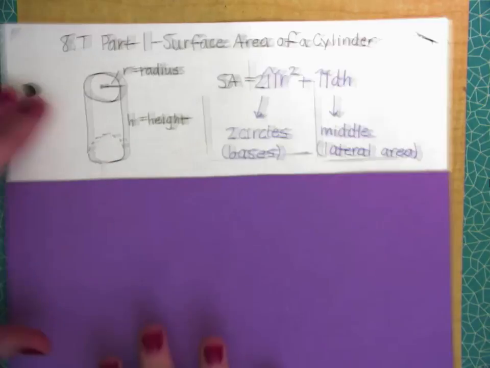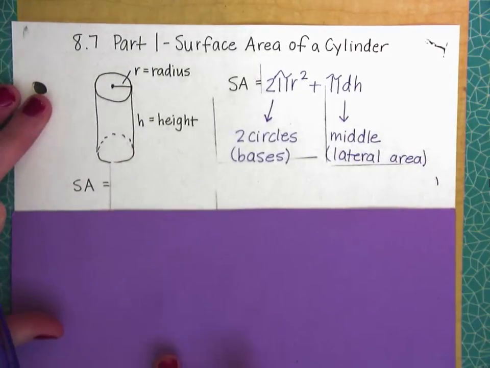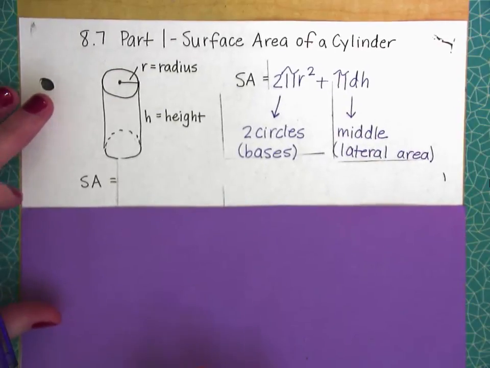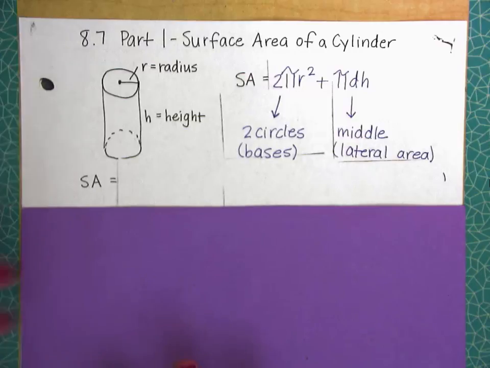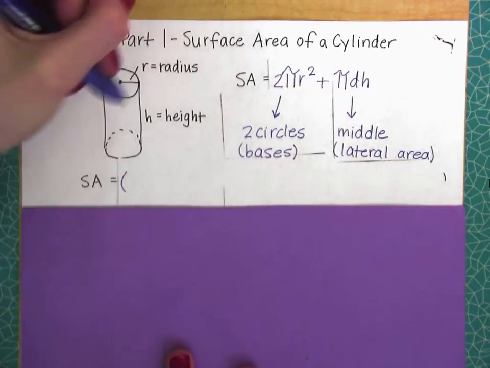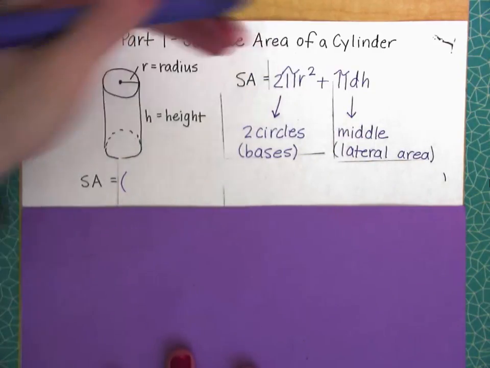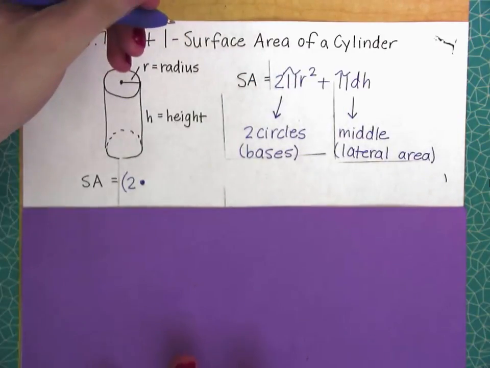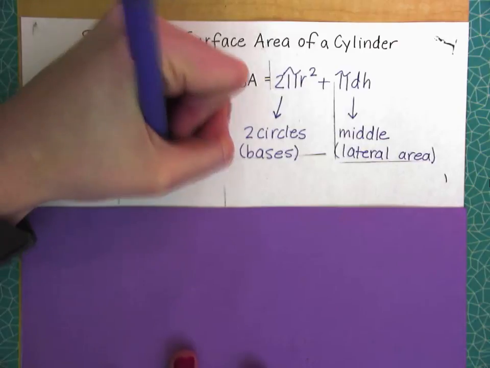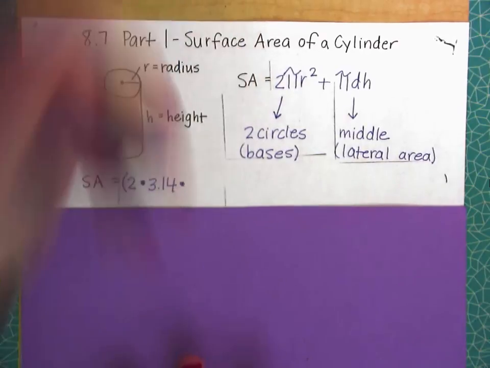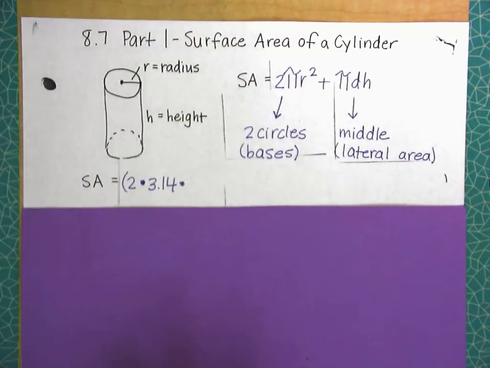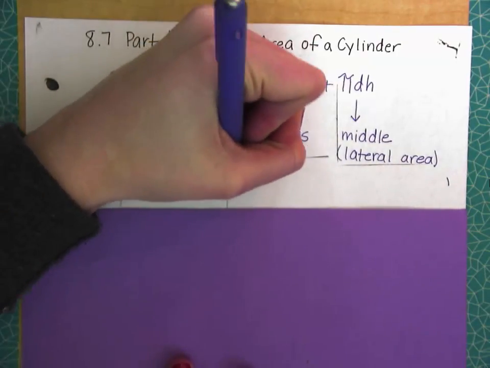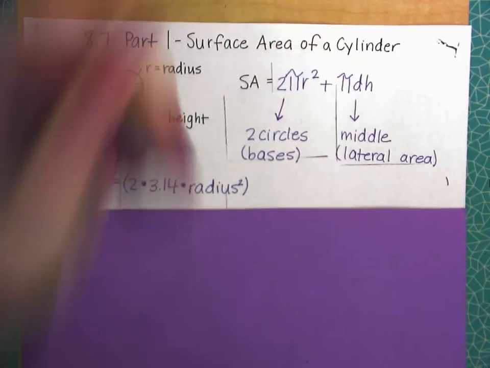All right, so just to recap, let's write out that formula to make sure we know what each of those things mean before we move forward. So this first part, 2 times pi r squared. It'll be 2 times pi, which is what? 3.14 times r squared. What is the r? Radius. Okay?